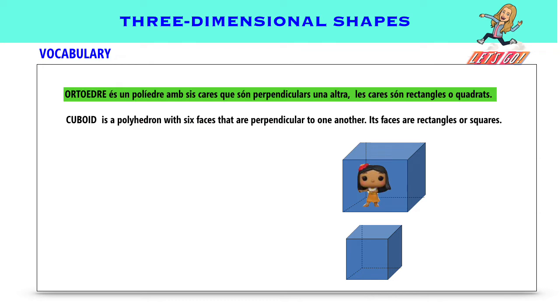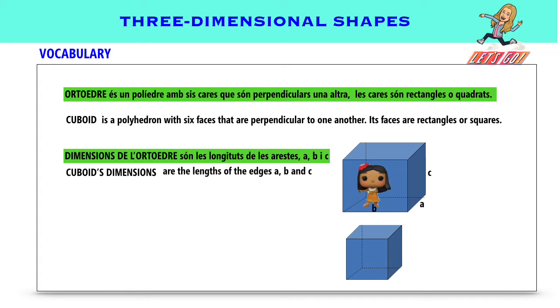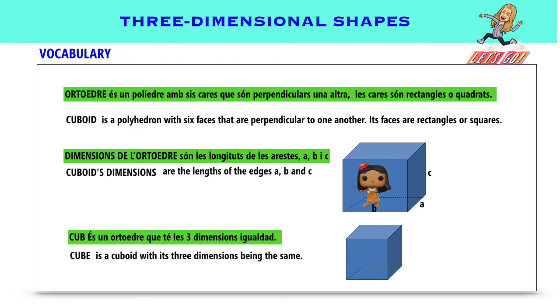Cuboid is a polyhedron with 6 faces that are perpendicular to one another. Its faces are rectangles or squares. Cuboid's dimensions are the lengths of the edges A, B, and C. Cube is a cuboid with its 3 dimensions being the same.